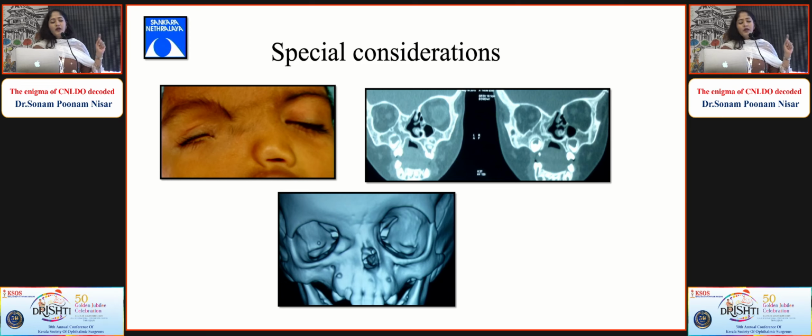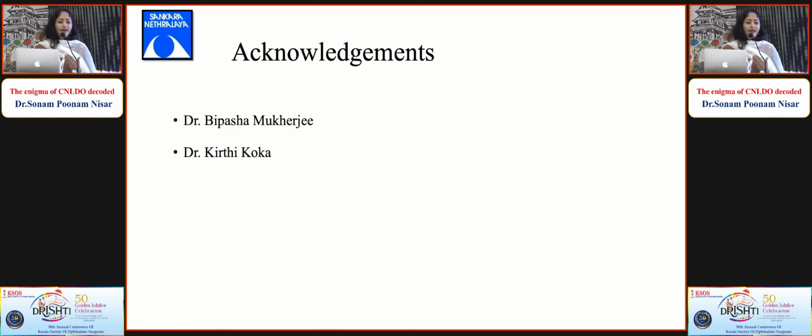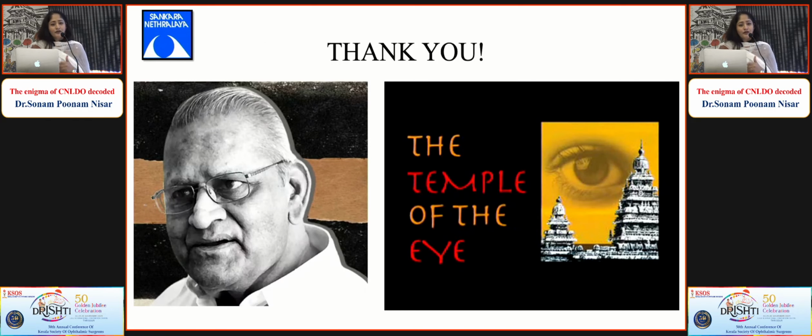What we did was we went ahead and did an external DCR and made the opening into the opposite septum so that the tears drain from this side into that side. So these are a few special considerations that we rarely come across, but I wanted to discuss this because these are gray zones. You don't know what to do, but you have to take the best call in the interest of the patient. Thank you so much.